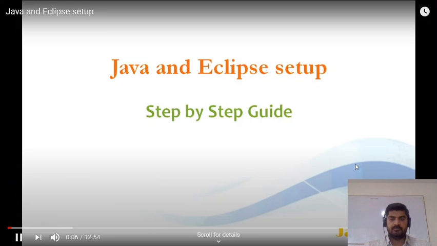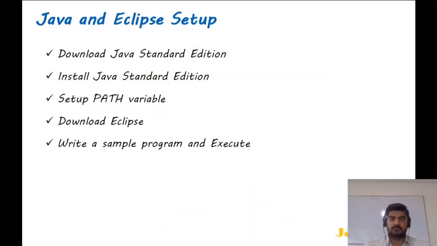In this section, we will try to install Java and Eclipse in order to write Java programs. So we will first download Java Standard Edition from oracle.com. We will install Java and then we will set up some configuration on Windows in order to run Java programs in command prompt. Then we will download a tool called Eclipse, which is an integrated development environment to write Java programs and run them, and we will write some sample programs and execute them. These are very simple tasks to do, but every Java developer must know them in order to write Java programs.